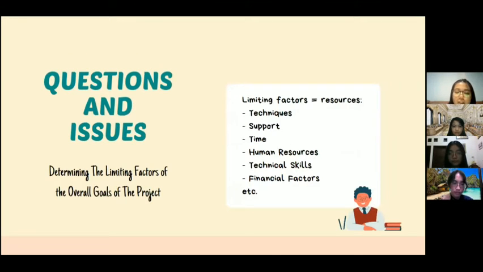So the last issue is about determining the limiting factors of the overall goals of the project. Limiting factors means that it is about the resources. Some of the resources are techniques, support, time, human resources, technical skills, financial factors, and etc.